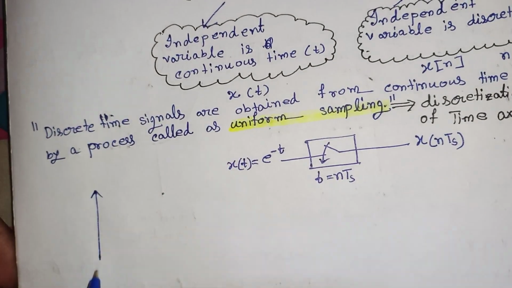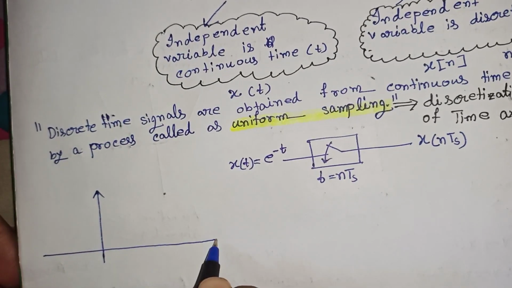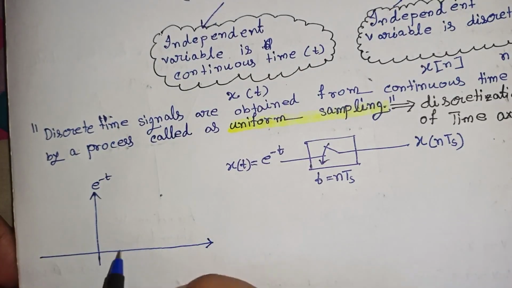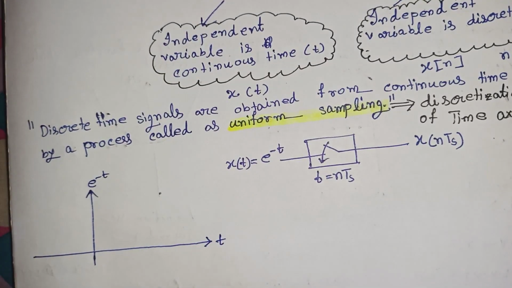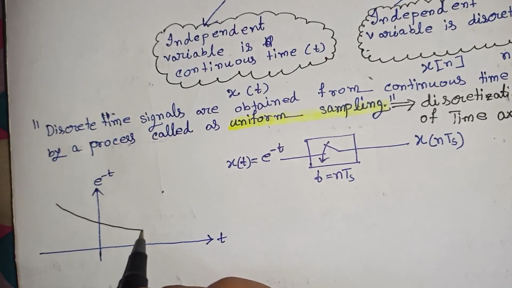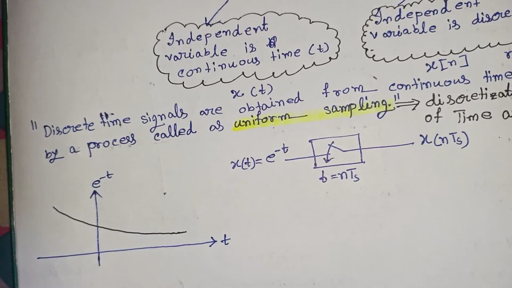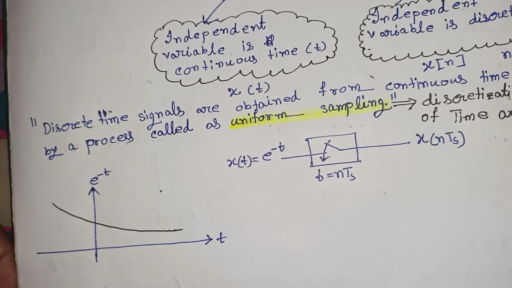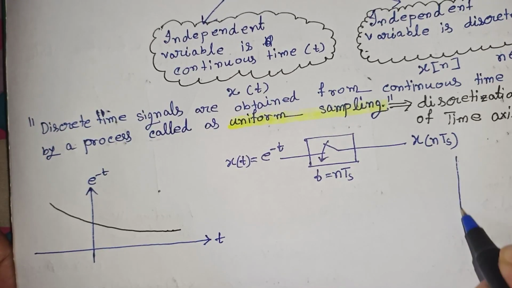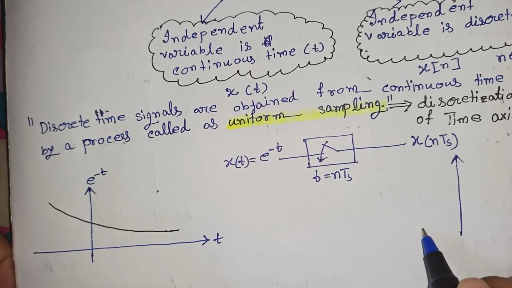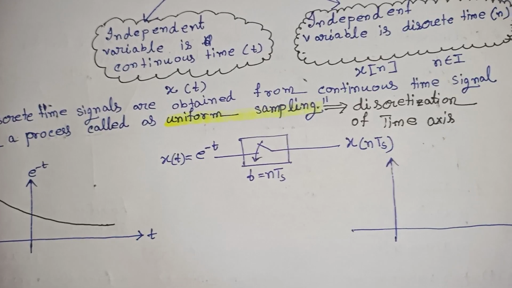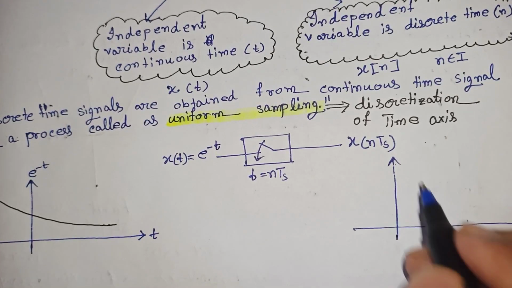Graphically, the continuous time signal will be e to the power minus t versus t. It looks like this, and x of nTs will be this.